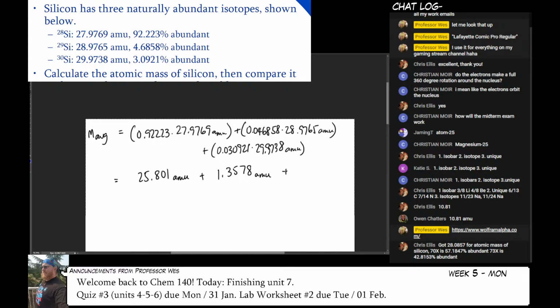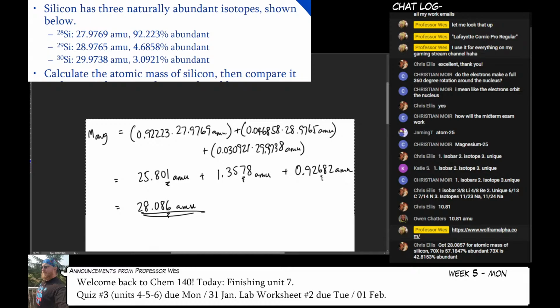And then the last one, that's also 5 sig figs, so I should get 0.92682. I'm going to add all those together, and they should go to the thousands place, so 3 decimals in. And so when I added all of these together, I got 28.086 AMU.